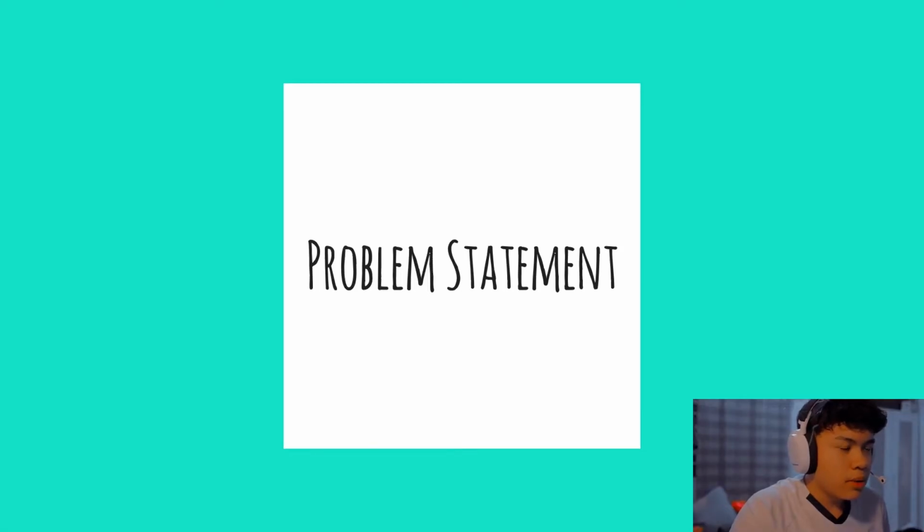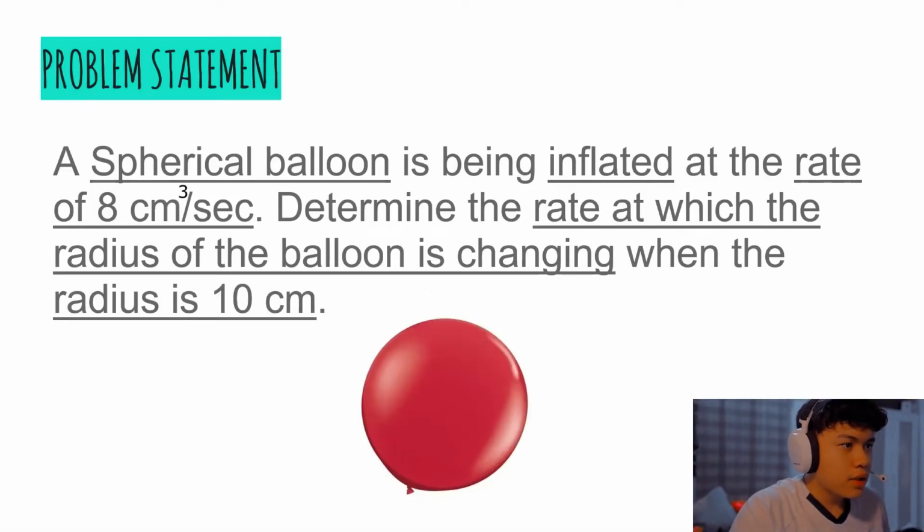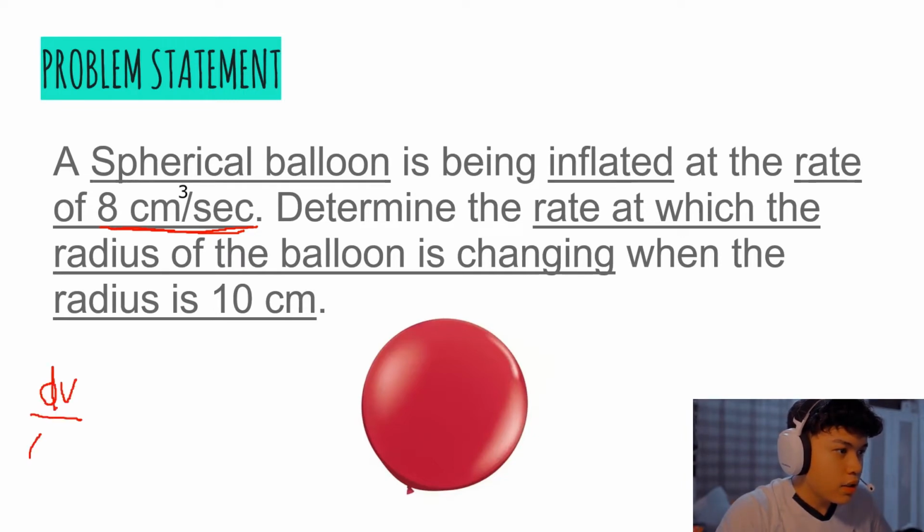Moving on to the problem statement. A spherical balloon is being inflated at the rate of 8 cm per second. Determine the rate at which the radius of the balloon is changing when the radius is 10 cm. From the problem statement, we can conclude that the rate of change of the volume of the spherical balloon is 8 cm cubed per second. I'm going to write down here, dV over dt is 8 cm cubed per second.